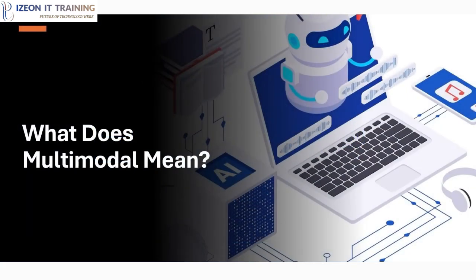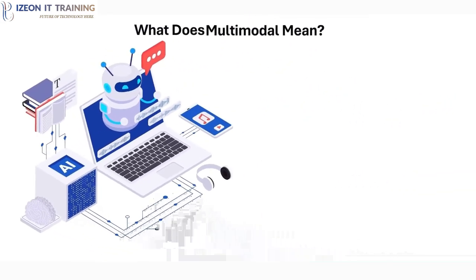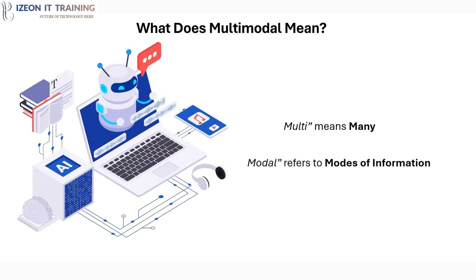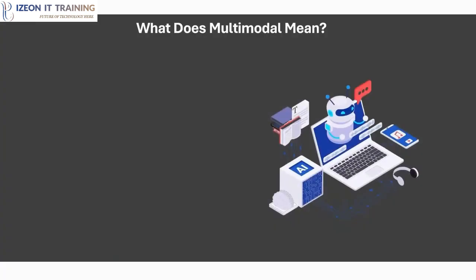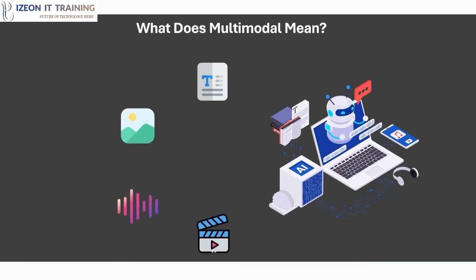So first, let's break down the word multimodal. Multi means many and modal refers to the modes of information like text, images, sound or video. So multimodal AI is an AI that can understand and work with multiple types of data at the same time. For example, a single AI model that can read text, look at images, listen to audio, watch videos and combine all of this to give a better answer. It sounds a bit like how humans process information, right?